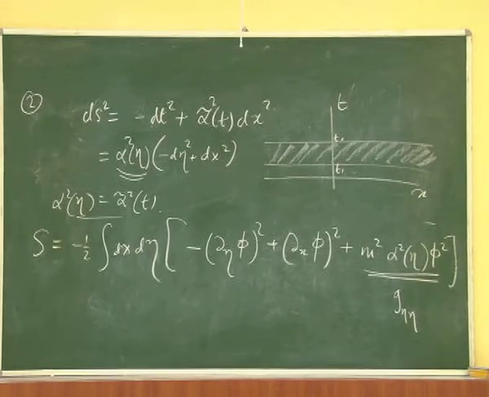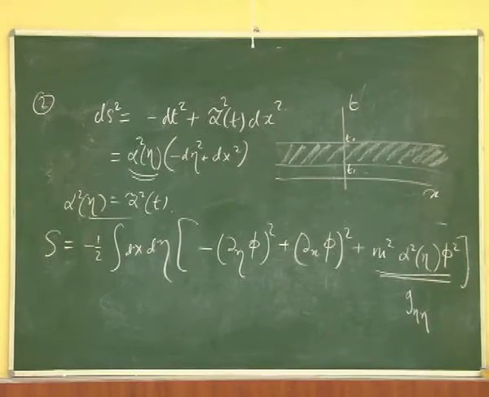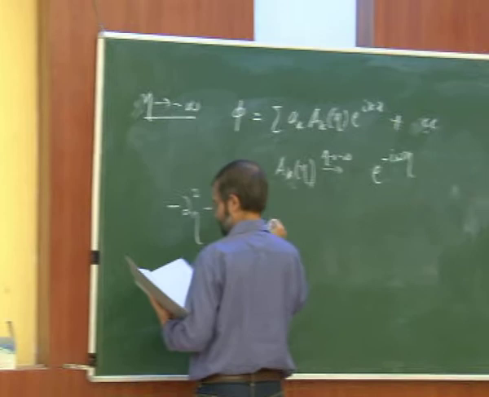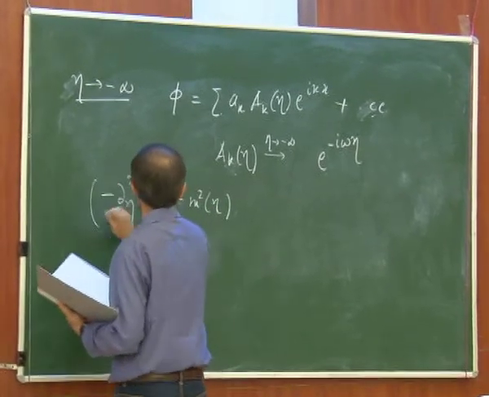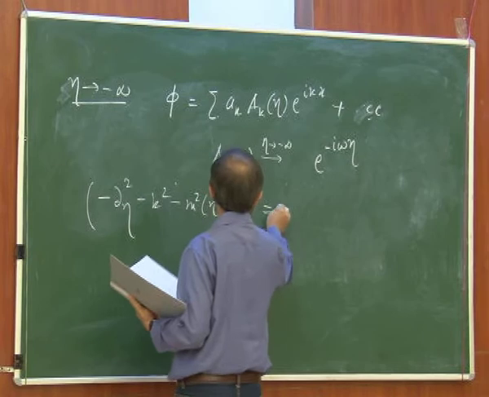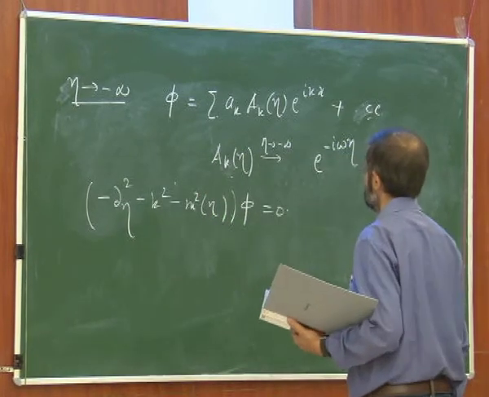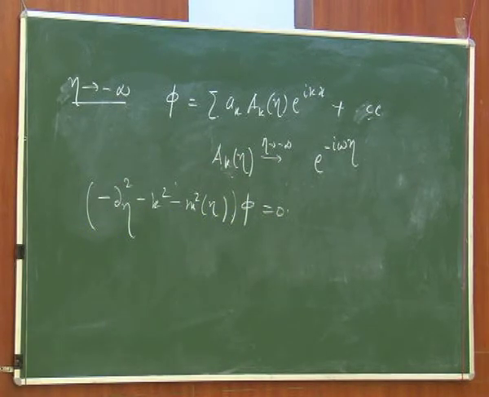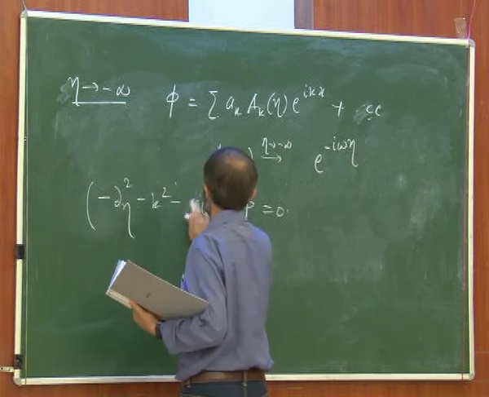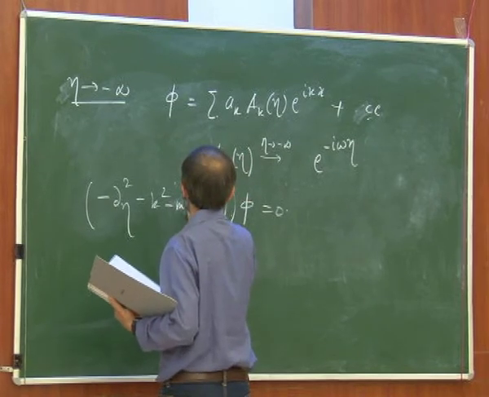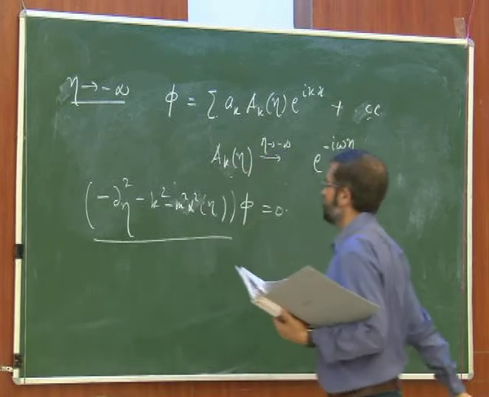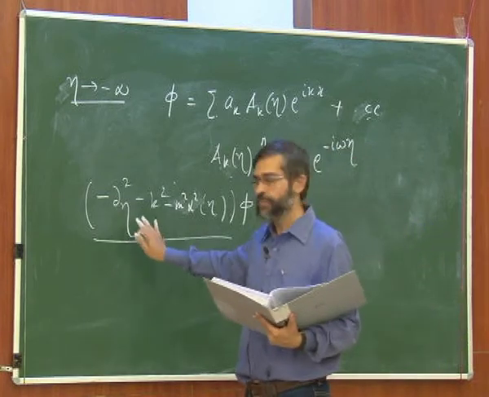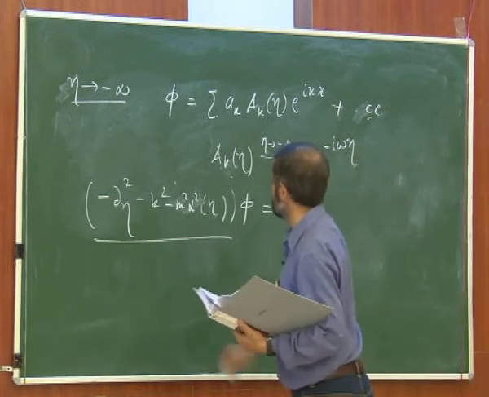if you look at that action, then there will be a Schrödinger-like equation of motion for these modes phi, okay? Can you identify that this is the same as the Klein-Gordon equation? That's quite clear because this is a homogeneous space. So the derivative squared just becomes k square.